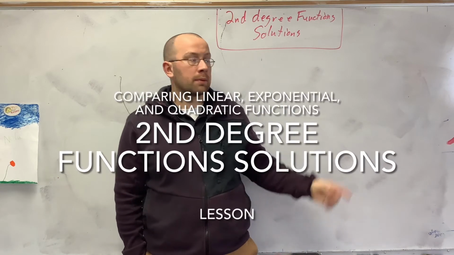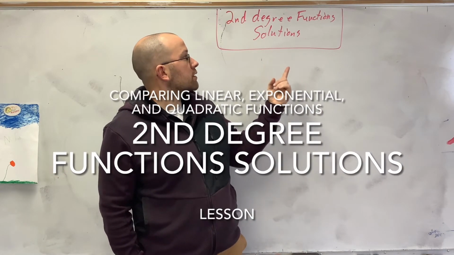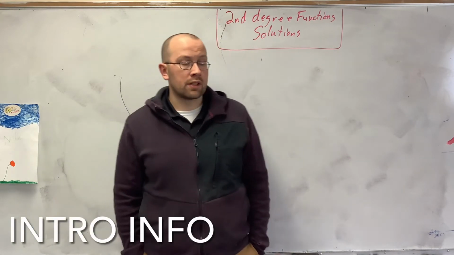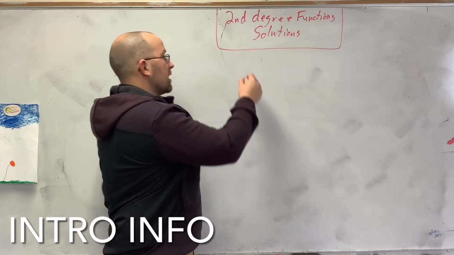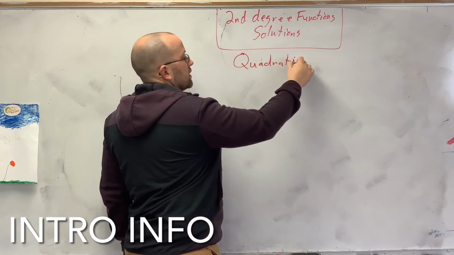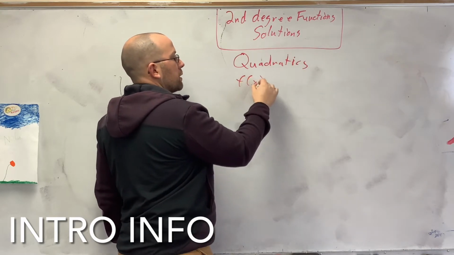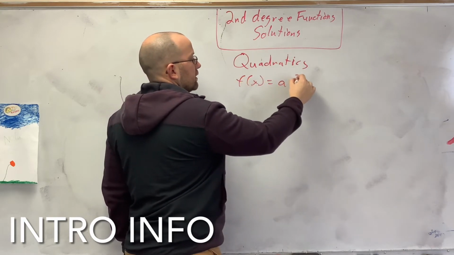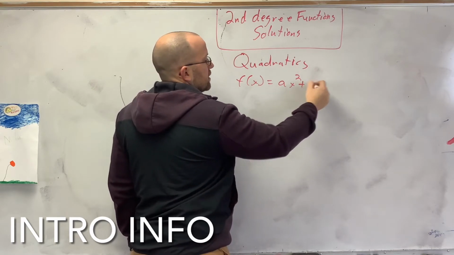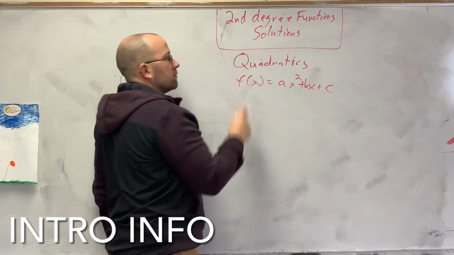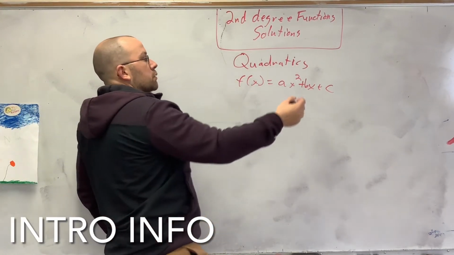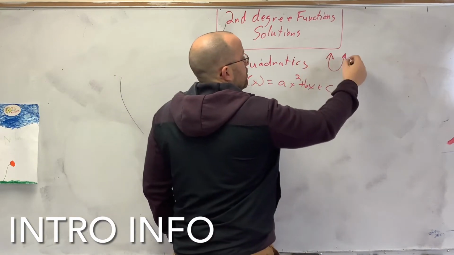Hello, today we're going to talk about second degree function solutions. When you talk about second degree functions, you're talking about quadratics, because the degree of the polynomial of a quadratic is 2, or second degree. So this is the second degree function that we're talking about in this case. The quadratic's graph is a parabola.